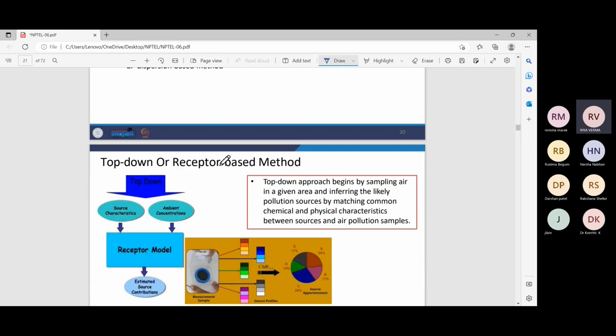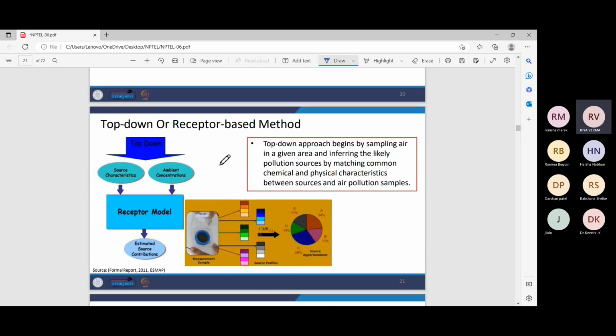So quickly we'll have an overview of this top-down approach as well. Basically, this is just the reverse case of your bottom-up approach. Here we begin the source apportionment by sampling the air quality in a given area. Like, we take samples of the air at different spots in a given area, and then we infer the likely pollution sources by matching the common chemical and physical characteristics between the sources and the air pollution samples. Basically, here we target first the pollutants and then we go forward towards their potential sources of emissions, right?